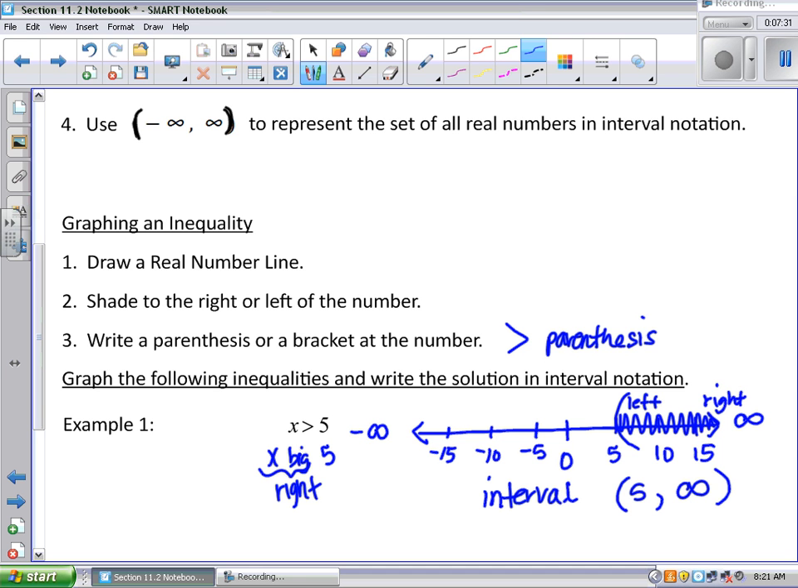And you can check, pick a number in this interval. So is 10 bigger than 5? Does that make it true? Yes, that makes my inequality true. 10 is greater than 5. I know I've shaded in the correct direction.